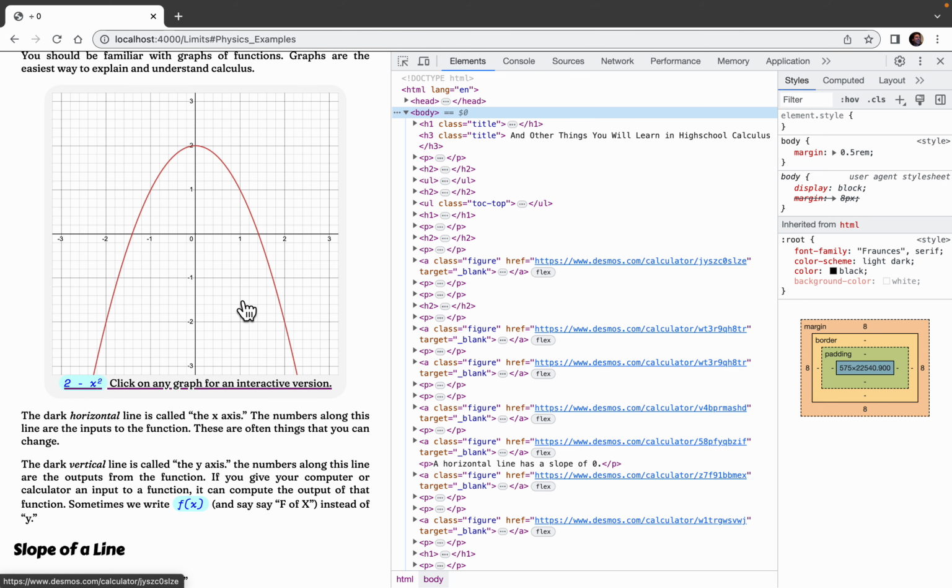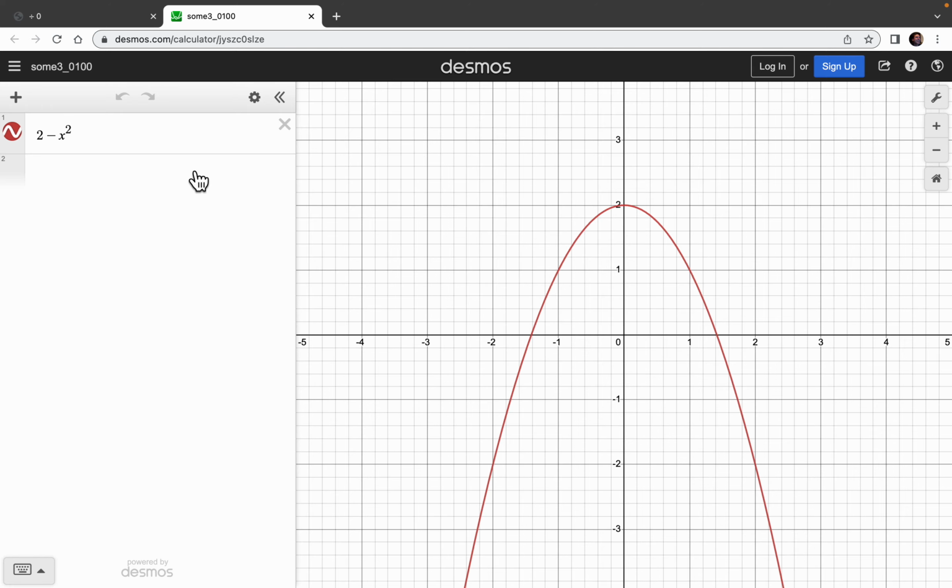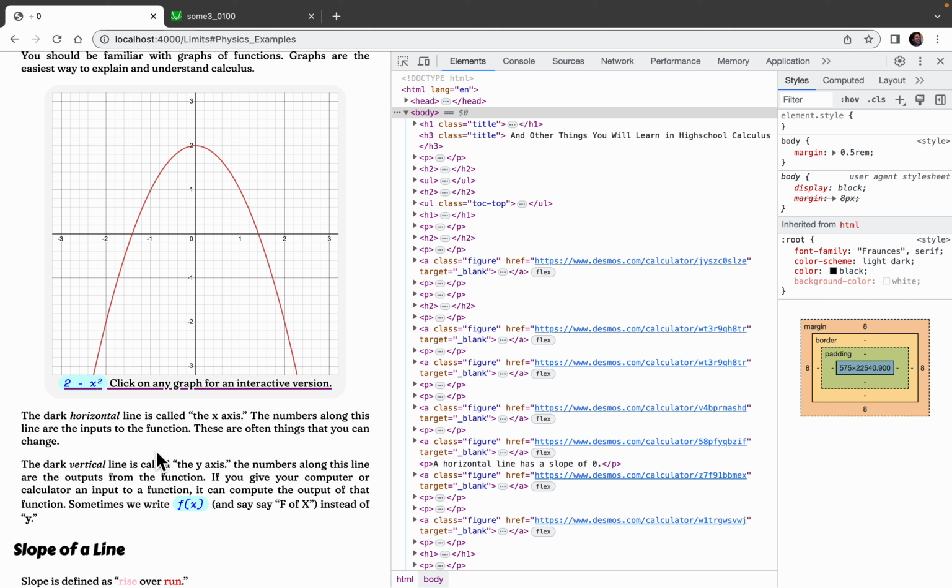And you can click on one of these to go to Desmos, or some of them take you other places. The dark horizontal line is called the x-axis. The numbers along the line are the inputs to the function. These are often things you can change. The dark vertical line is the y-axis. The numbers along this line are the outputs from the function. If you give your computer or calculator an input to a function, it can compute the output of that function. Sometimes we write f of x instead of y.